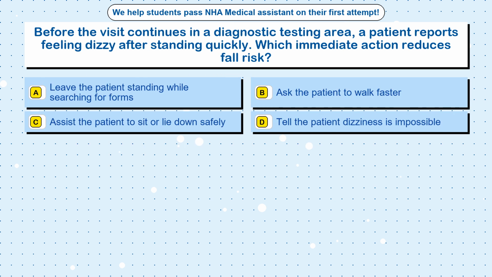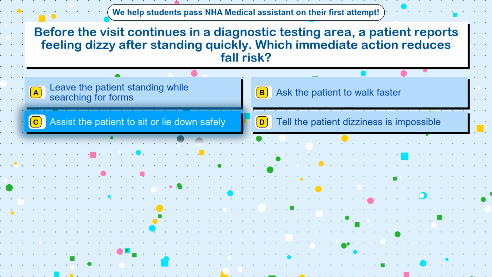Question 93. Before the visit continues in a diagnostic testing area, a patient reports feeling dizzy after standing quickly. Which immediate action reduces fall risk? Option A, leave the patient standing while searching for forms. Option B, ask the patient to walk faster. Option C, assist the patient to sit or lie down safely. Option D, tell the patient dizziness is impossible. The correct answer is option C, assist the patient to sit or lie down safely.